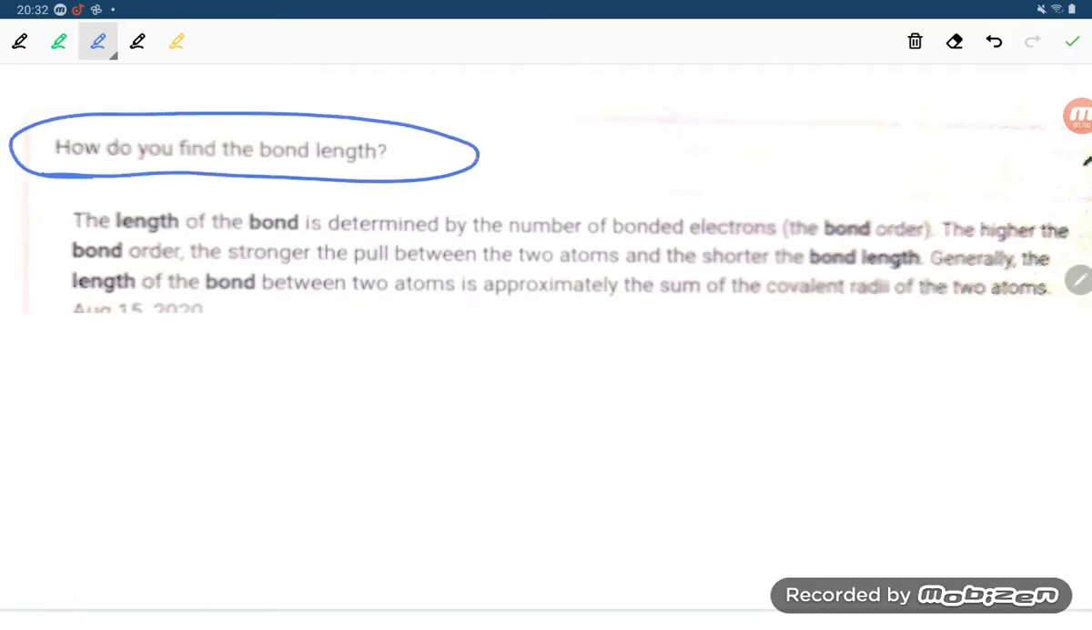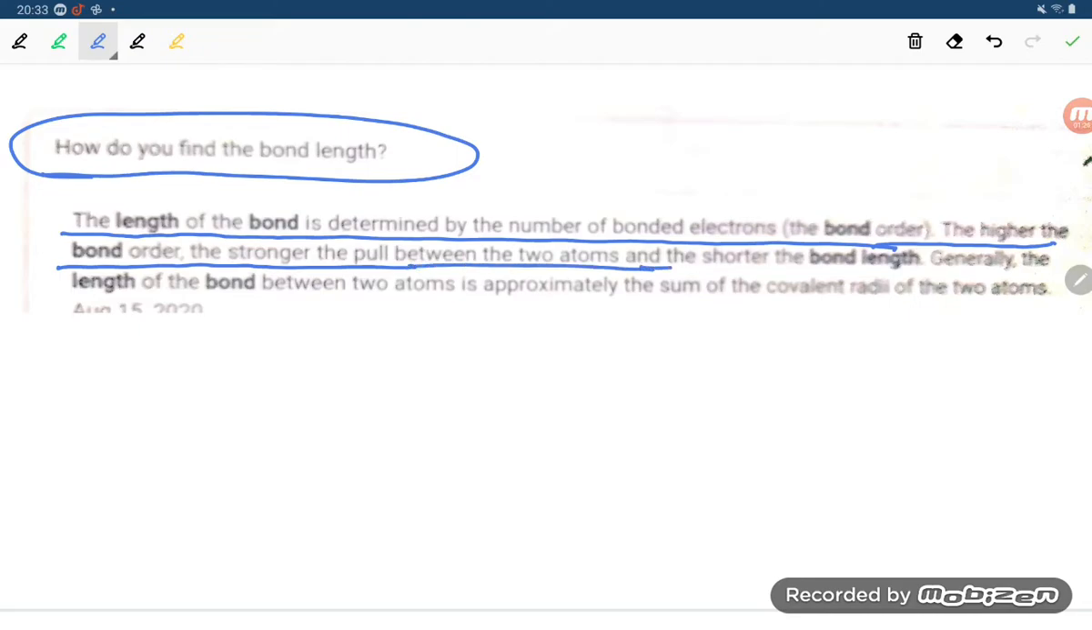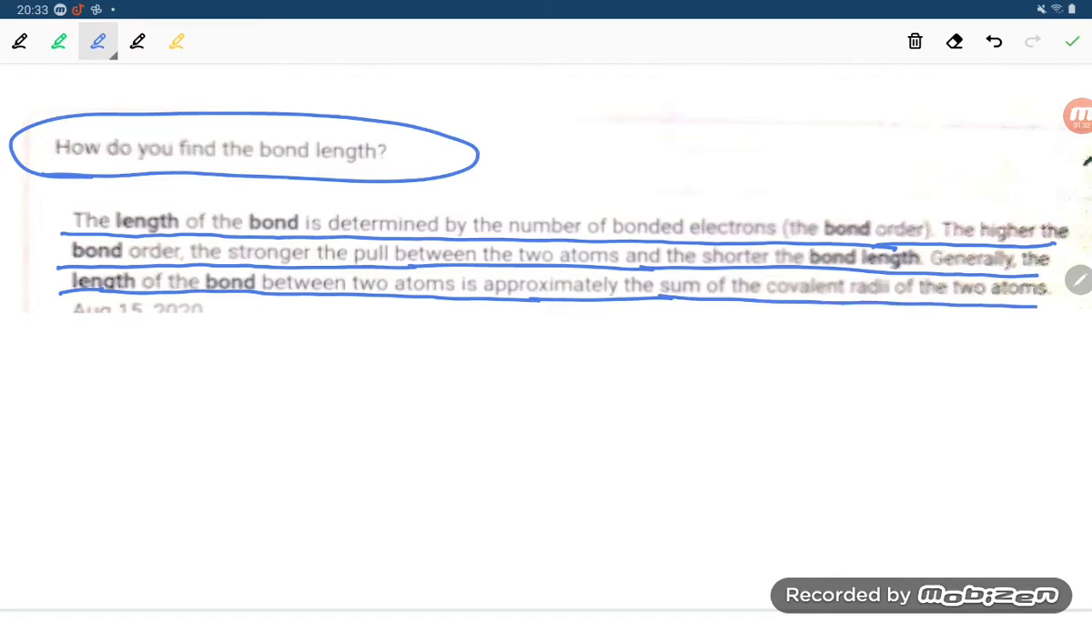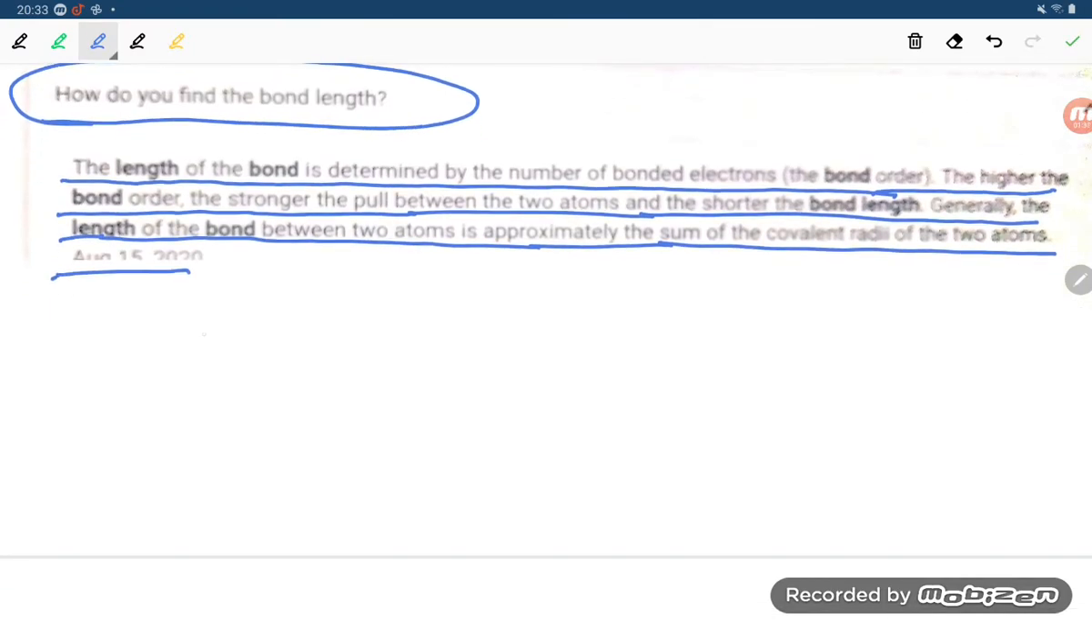The length of the bond is determined by the number of bonded electrons. The higher the bond order, the stronger the pull between the two atoms and the shorter the bond length. Generally, the length of the bond between two atoms is approximately the sum of the covalent radii of the two atoms. So how can you measure the bond length?